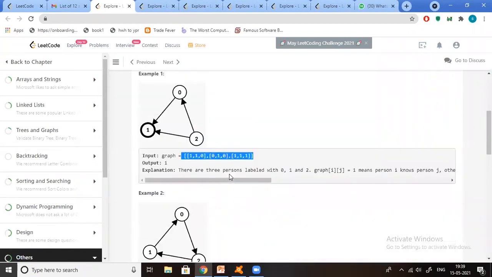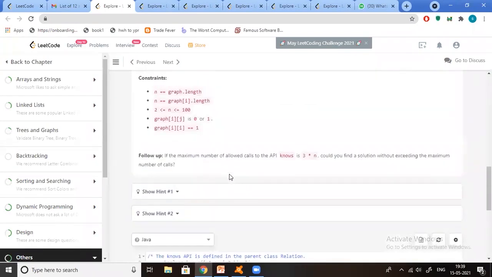Okay, there is one constraint before going to that. The constraint is that the maximum number of allowed calls to the knows API is 3 times n. I will come to that.